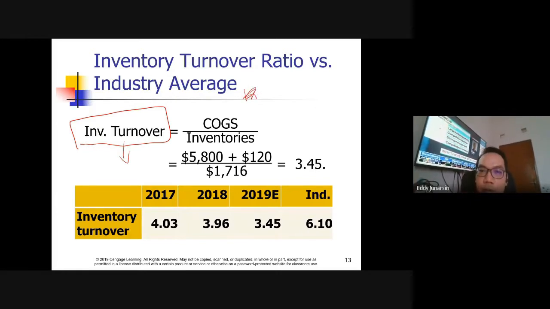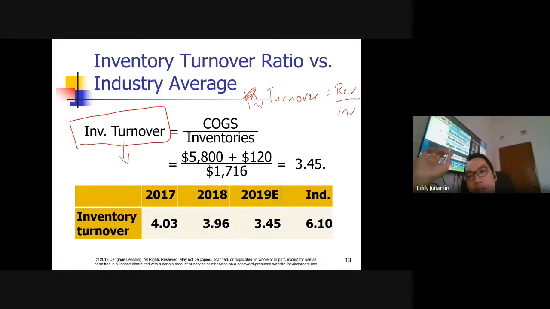See here, if there's a word turnover, the numerator is always your sales or revenues. So what is the denominator? The denominator would be what turnover is this? So here, inventory turnover, right? So the denominator is inventory. So this is the easy principle under the financial decision. So if you see the word turnover, then the numerator is always revenues or sales, and the denominator depends on what turnover it is. In our case here, inventory turnover, so the denominator is inventory.